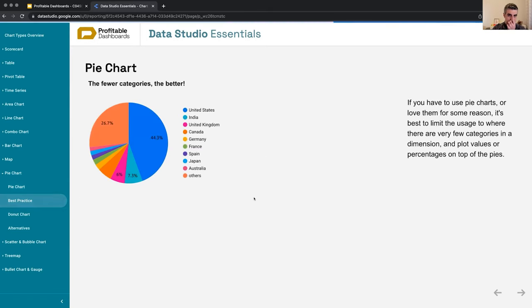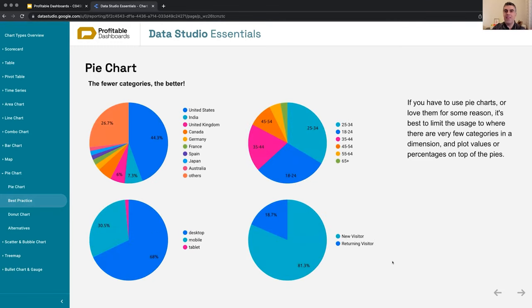But if you love using pie charts, if you have to use pie charts, there are some best practices that make them somehow bearable. First of all, try to limit the use of pie charts to the dimensions where there are only few categories involved. So this one, completely useless. This one, I'm starting to be able to read it, right? This one is not that bad. I can read something. I can see desktop is much more than mobile, and both of them are much more than tablet, right? Especially if I have the actual number here, which is impossible to put here, which is bad.